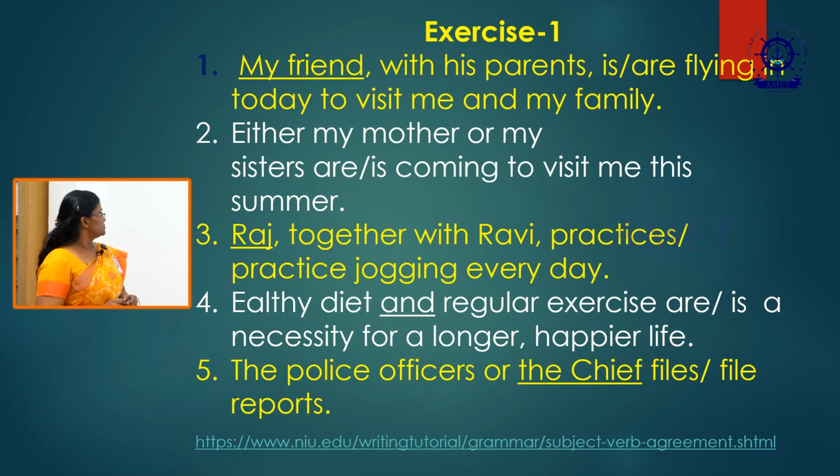Next sentence, healthy diet and regular exercise are or is a necessity for a longer, happier life. So, two things, healthy diet and regular exercise, are combined with the conjunction and. So it's plural, which takes the plural verb are. Healthy diet and regular exercise are a necessity for a longer, happier life.